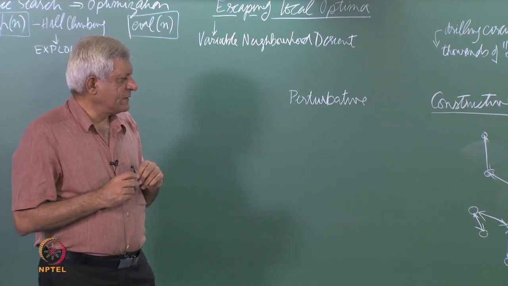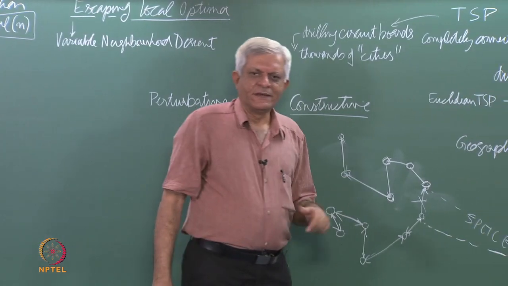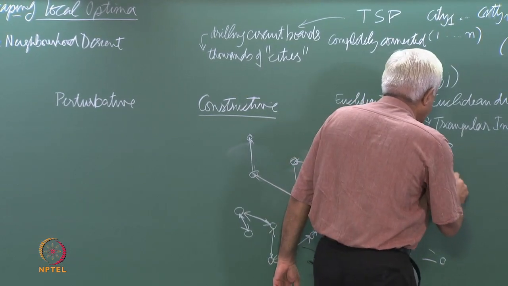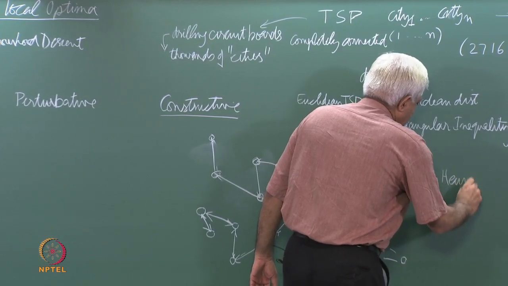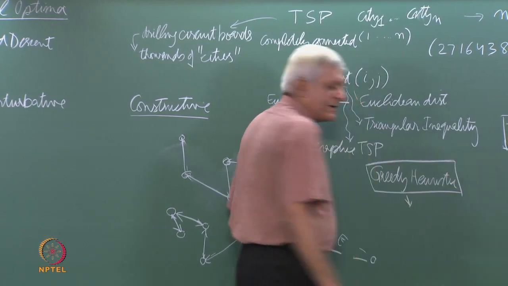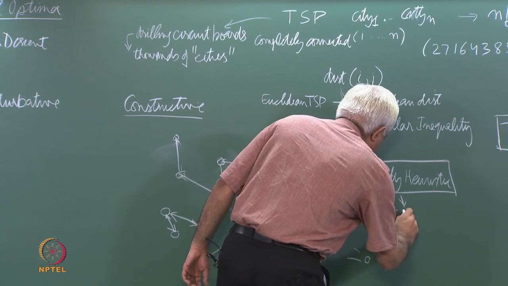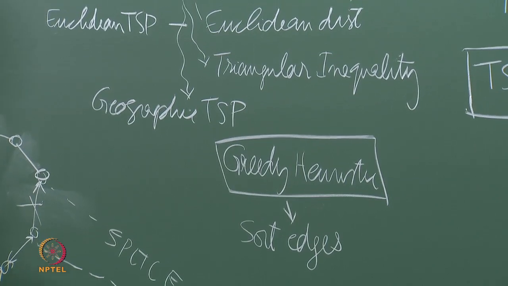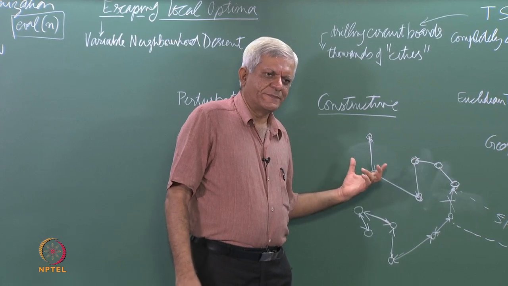So, this is one set of constructive algorithms for solving the TSP. Another popular thing, which is known as the greedy heuristic, says that you sort the edges, maintain a sorted set of edges and work with edges instead of working with cities essentially.